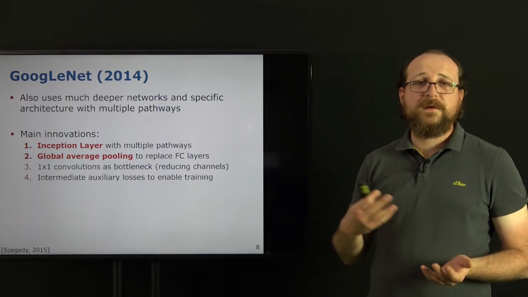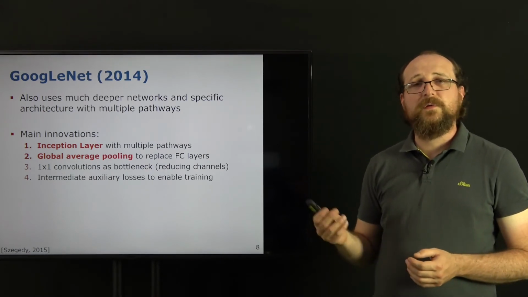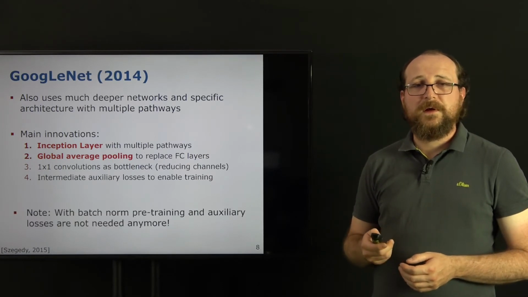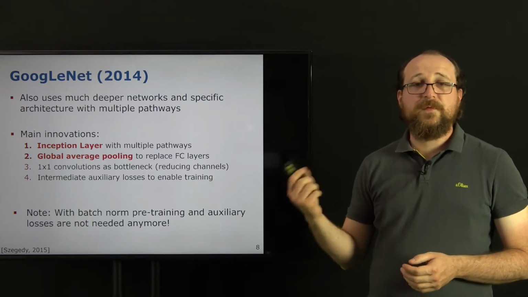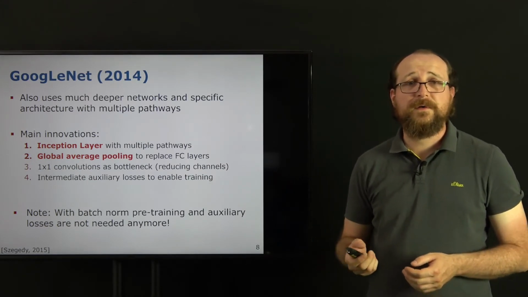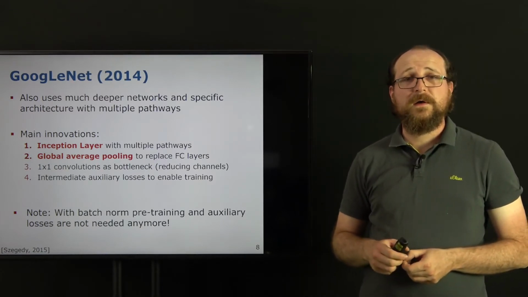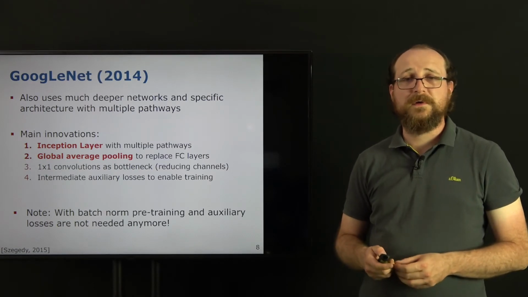And for training, they also had to use some tricks, and this trick was specifically to use intermediate losses to enable the training. Note, as I said, this was before batch norm, so strategies like pre-training or these auxiliary losses are needed, and nowadays, because of batch norm, they are not needed anymore.